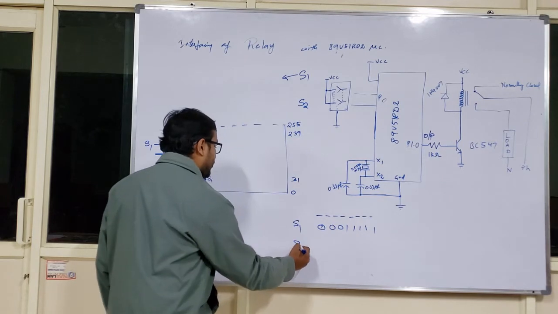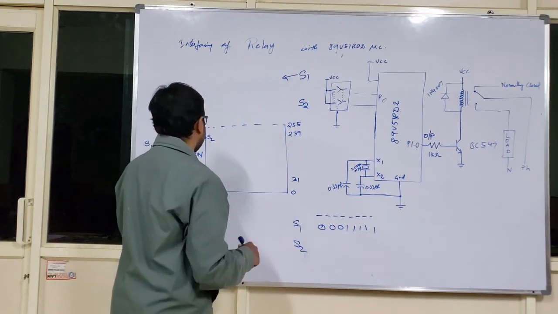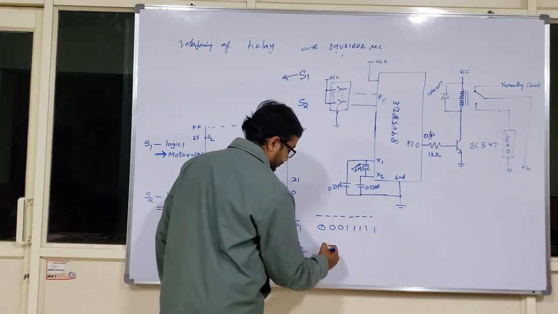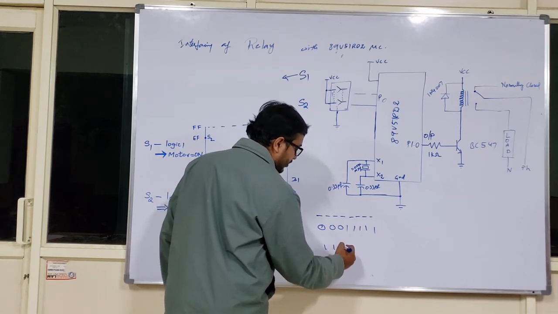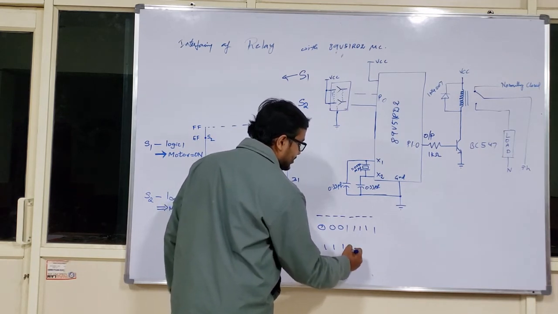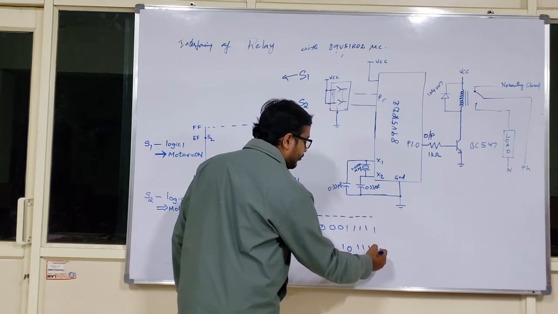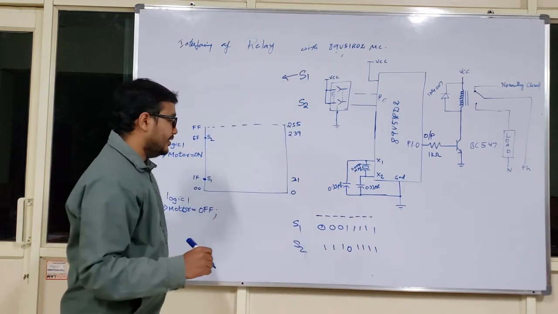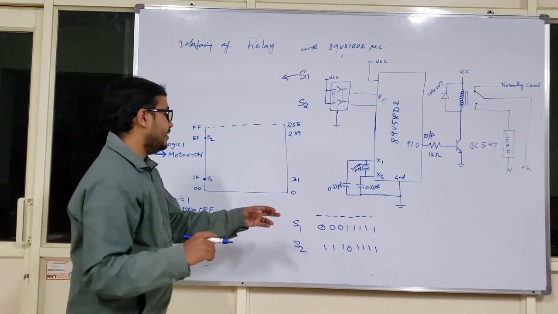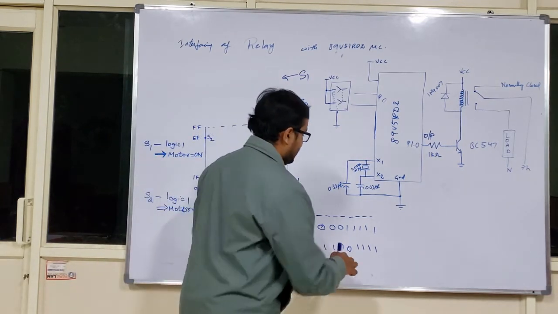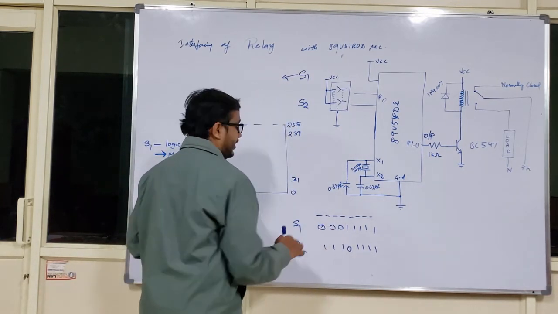The hexadecimal value for your S2 sensor is EF. That is 1, 1, 1, 0, and this will be 1, 1, 1, 1. Now this is the value of E and that is the value of F. This is EF and this signifies 1F.